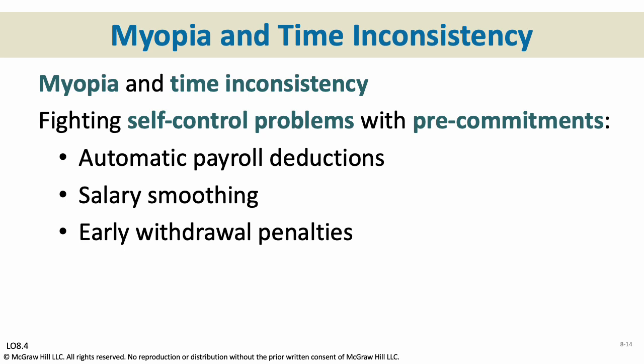Examples here are early withdrawal penalties. You put money in a money market account or a CD. You actually get charged money if you try to take it out early. That's a way to discourage something like this. And there are similar things as well: putting money away in things like IRAs or 401ks. These are all examples of this as well. Those are all examples of pre-commitments.